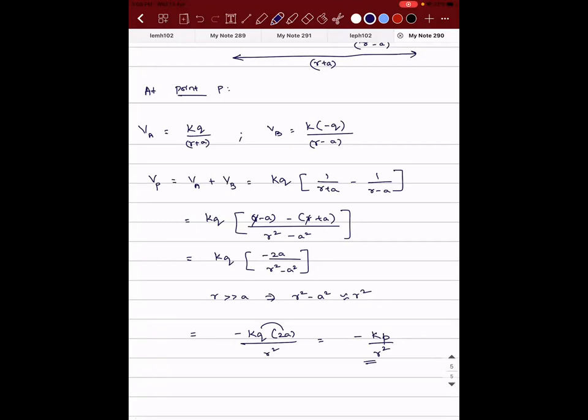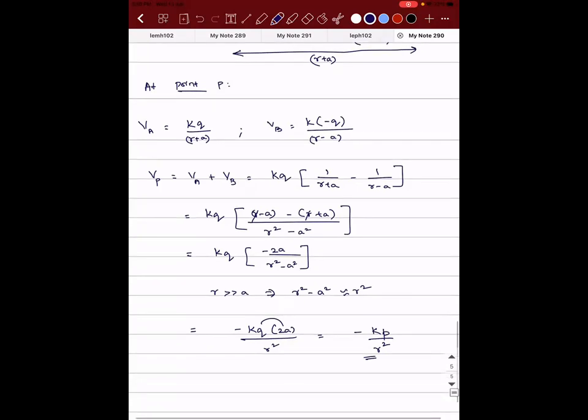So I hope you're able to see and copy it, right? Said in one chapter clearly. Other than the same thing, 2A is nothing but the distance between both the charges. A is half of the value. Right? Shall we move on to the next one?